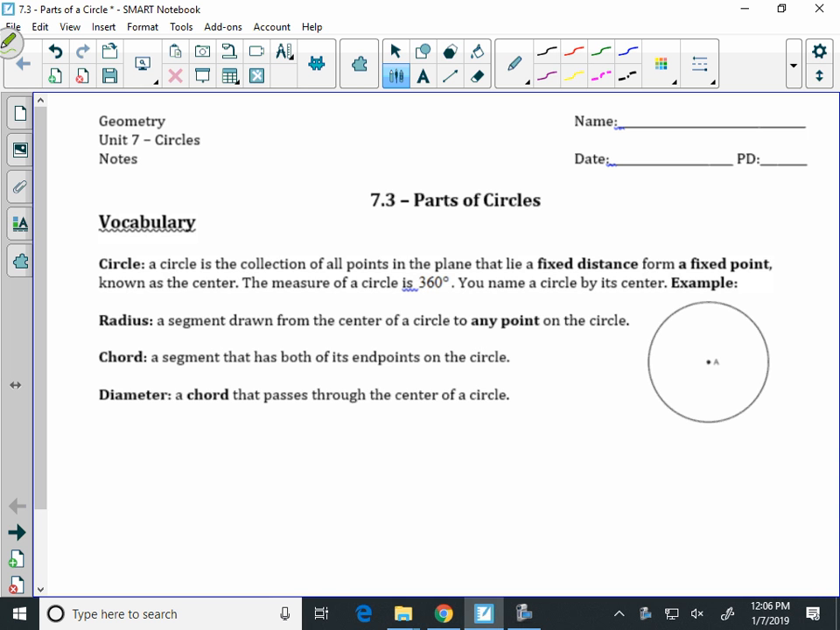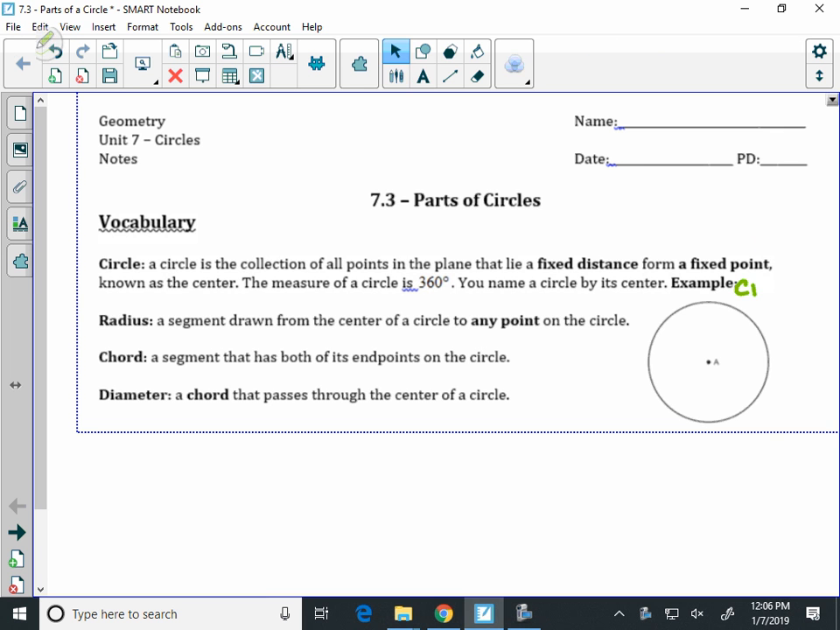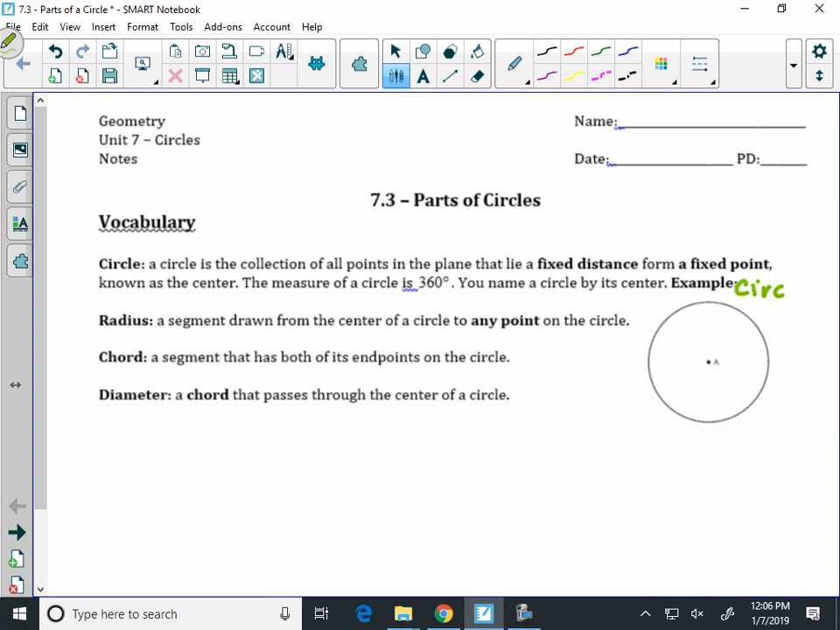So to name this circle below, all you have to do is write the word circle, and then whatever point represents the center. In this case, A is representing the center, so we would name it circle A. That's how you name a circle. You have to write the word circle. Don't just write A, because then you're naming a point. So circle A.